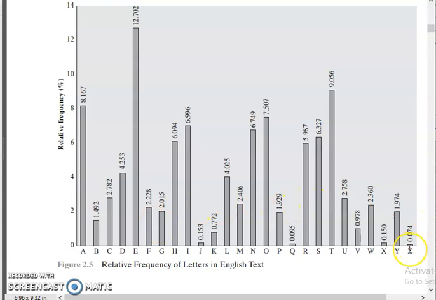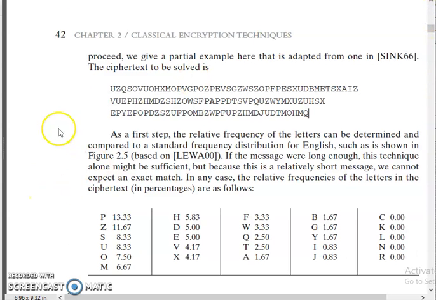Like that, the lowest frequency here is Z. Z has the lowest frequency because it is not frequently used in the English language while writing essays, letters, anything. Here you can see the ciphertext. Ciphertext means that by using a substitution technique, the plain text was converted into a ciphertext.